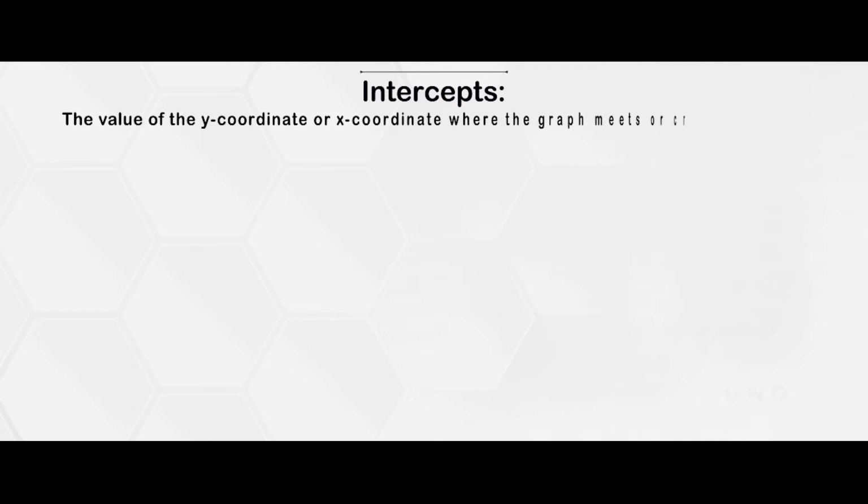After looking at the slopes, now let us take our attention to the next idea of intercepts. So what is an intercept? Let's try to understand the basic concept of intercept. It says the value of the y coordinate or the x-coordinate where the graph meets or crosses the axis. It could be the x-axis or the y-axis.